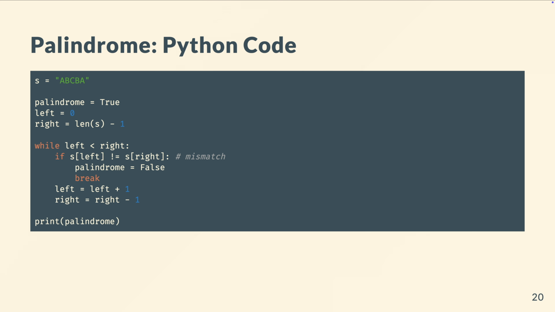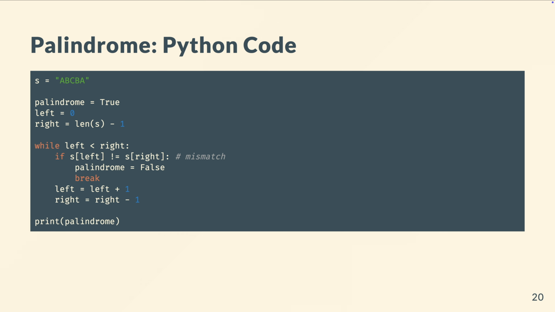Let's turn the idea into Python code. The input string S contains A, B, C, B, A. In the beginning, we create a Boolean variable named palindrome and initialize it to true. This means, so far, we believe it is a palindrome. Then we initialize the two pointers. Set left to 0. Set right to the string length minus 1.